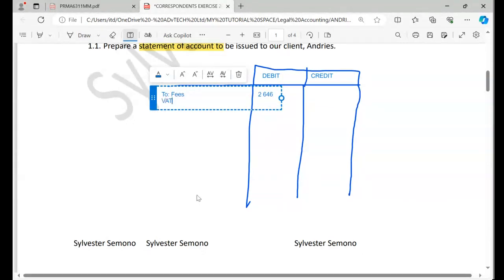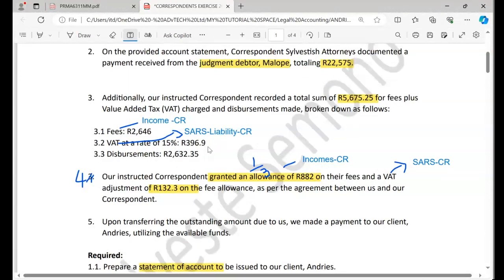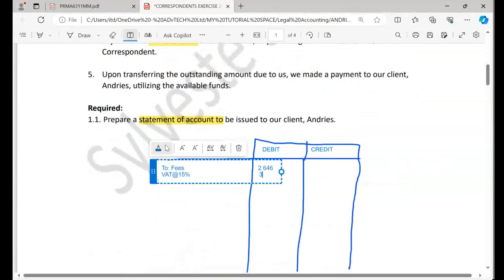And I must also account for VAT, obviously VAT at 15%. In this case, we've been given the VAT. How much is the VAT? The VAT is 396.9. Can you see? 396.9. This is the amount that I told you in the previous video that I made a mistake on when I was recording in the books. I'll show you where to change it. So you must account for that VAT.